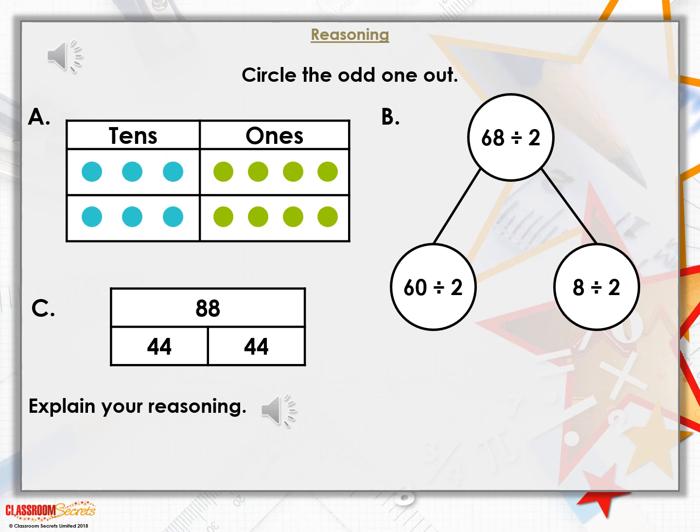A, I can see that there are 6 tens and 8 ones, and that's my whole, so that's the number that I'm going to start with. I can see that there are 2 parts. So this question is showing me 68 divided by 2. If I look at B, they show me the part whole model, and it's showing me 68 divided by 2. If I look at C, it's showing me a bar model, and this one is showing me 88 divided by 2.